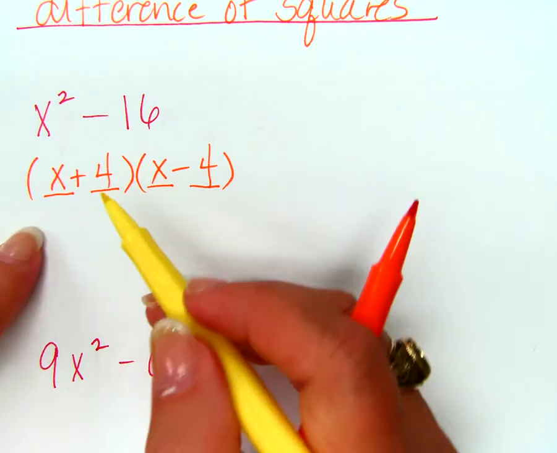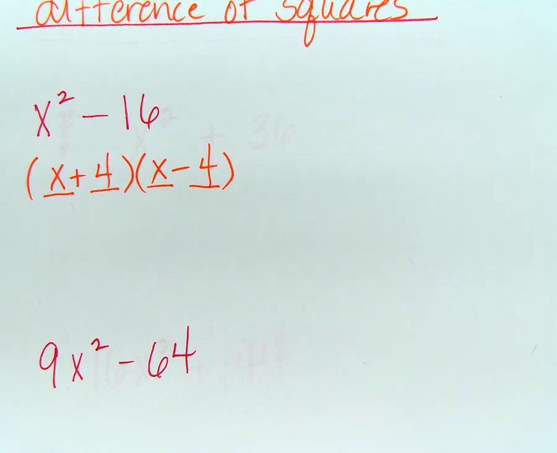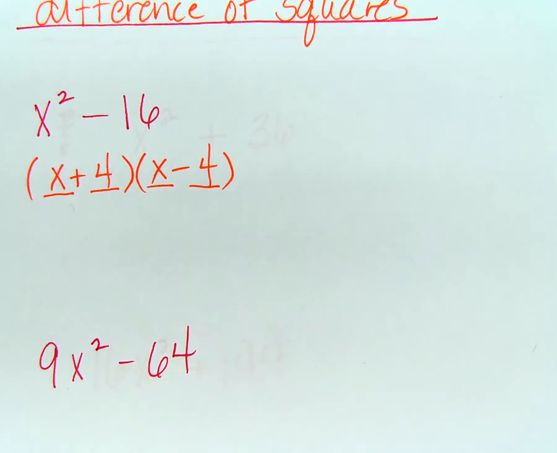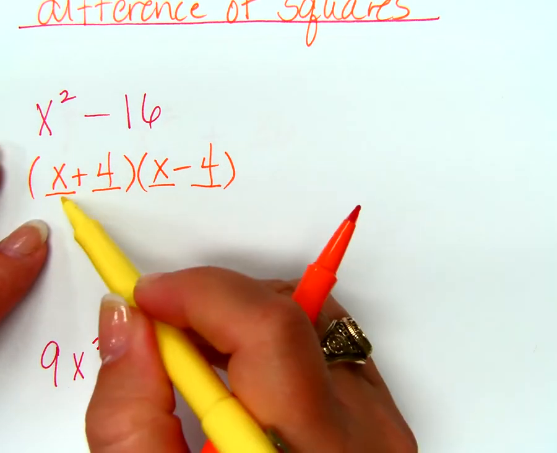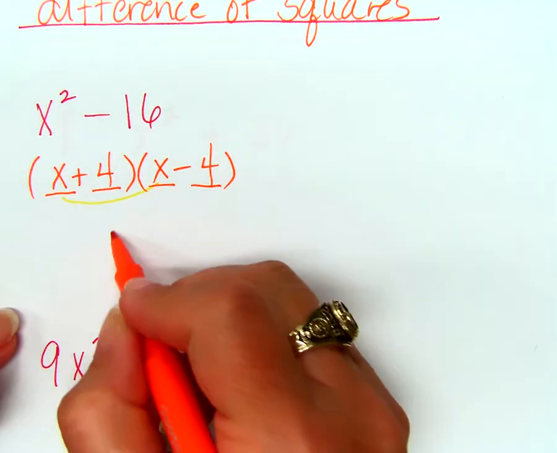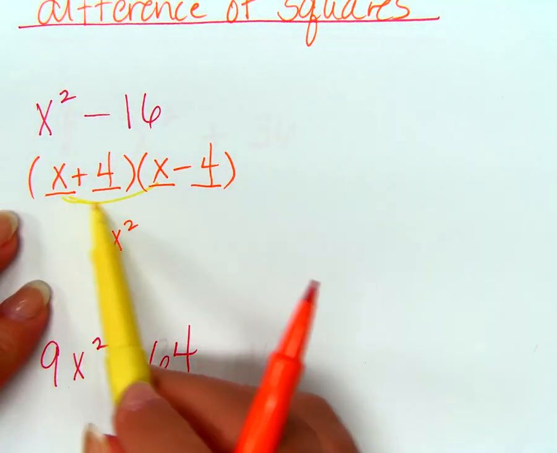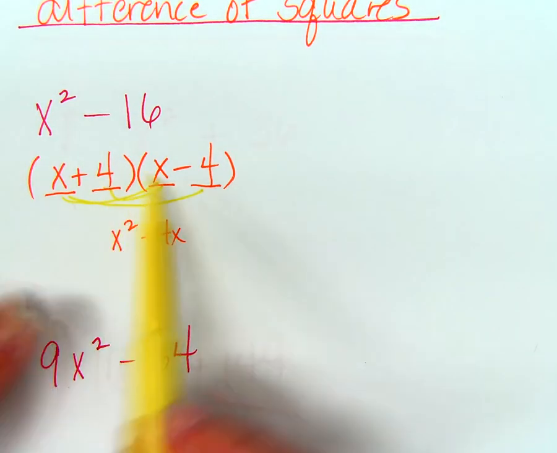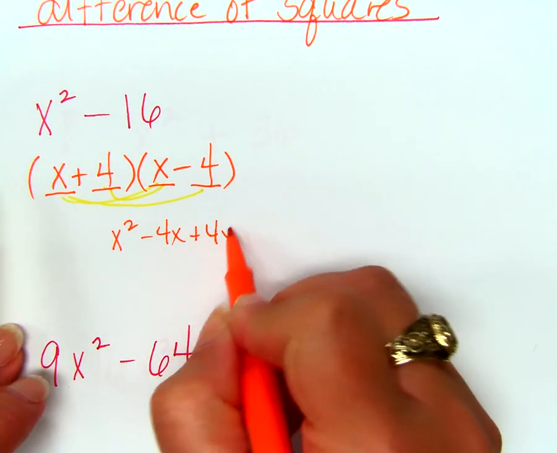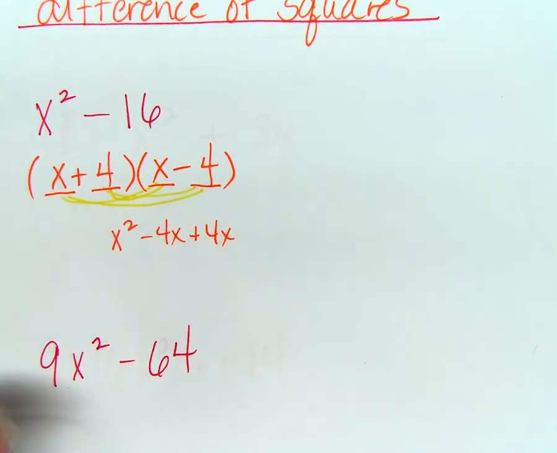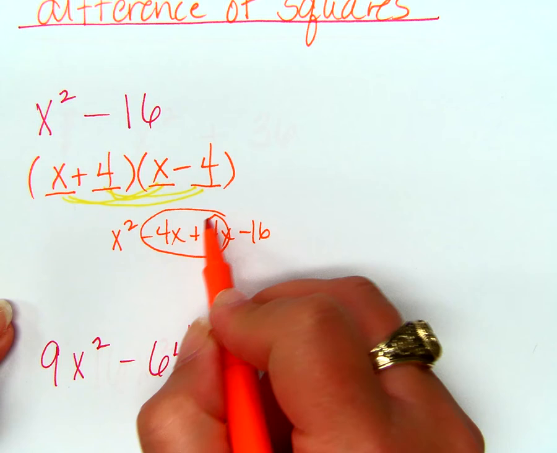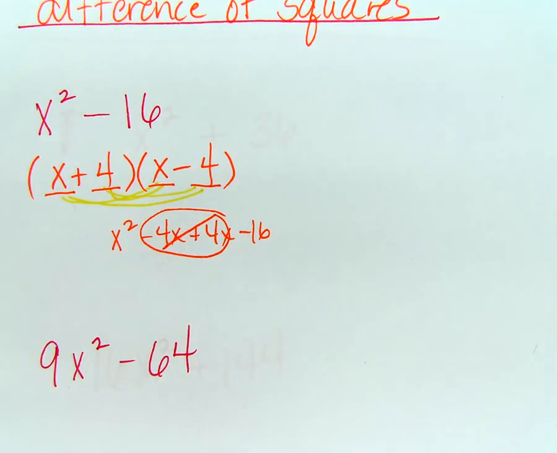What if we multiplied this back out? This is not part of the factoring. This is part of our checking our work. If I multiplied this back out, I would get x squared minus 4x plus 4x minus 16. What happens with these two terms? It's 0, isn't it? What is x squared minus 16? Oh, that's our problem.